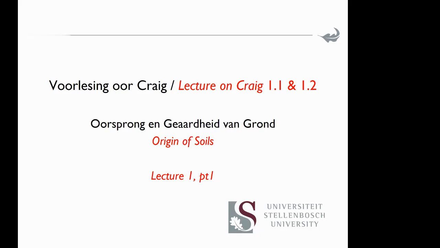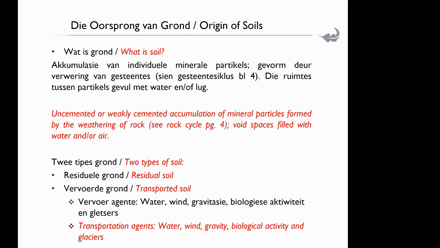So, lecture on Craig, parts 1.1 and 1.2, about the origin of soils, Lecture 1, Portion 1. What is a soil? It is an uncemented or weakly cemented accumulation of mineral particles formed by the weathering of rock. You can see the rock cycle on page 4 of the handbook, and the void spaces are filled with water and/or air. We get two types of soil, namely residual soil and transported soil.